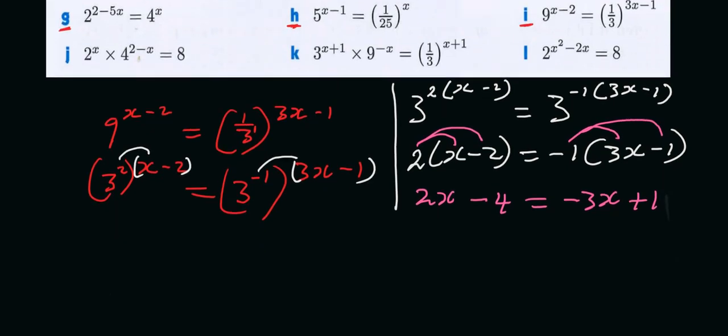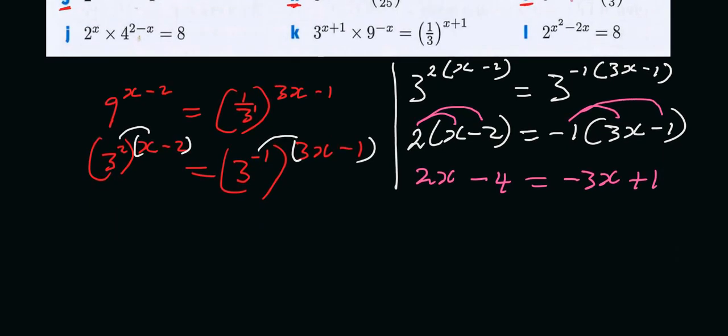So now we are going to add 4 to both sides to isolate 2x, so add 4 to both sides.